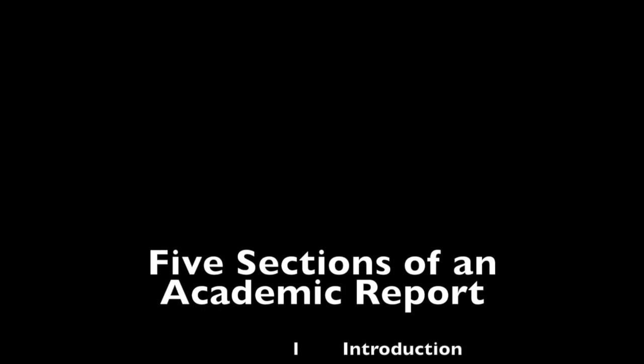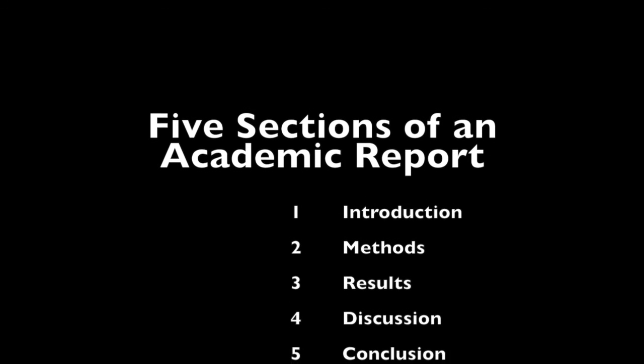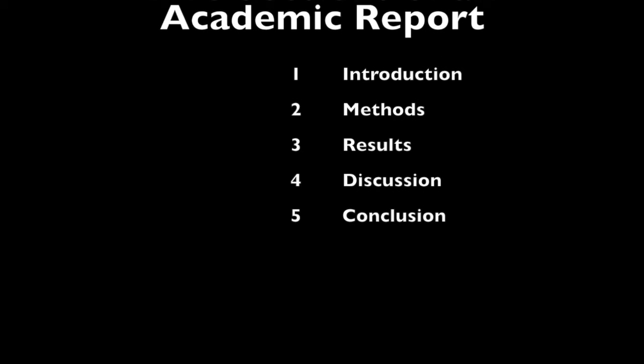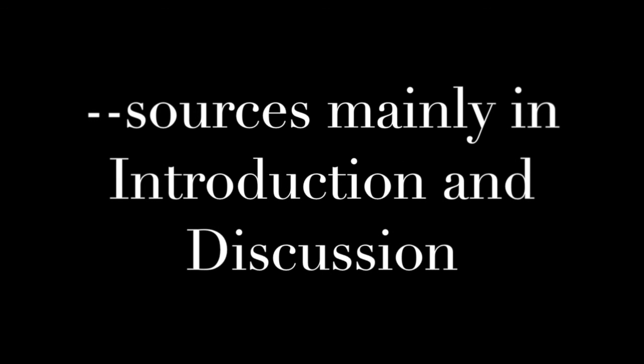Well then, those are the five parts of an academic report that we would like you to include in your assignments: the introduction, methods, results, discussion, and conclusion sections. Each part plays an important role. It is worth repeating that you should use sources in your report, and that they usually appear in the introduction and discussion sections, and sometimes in the conclusion as well.